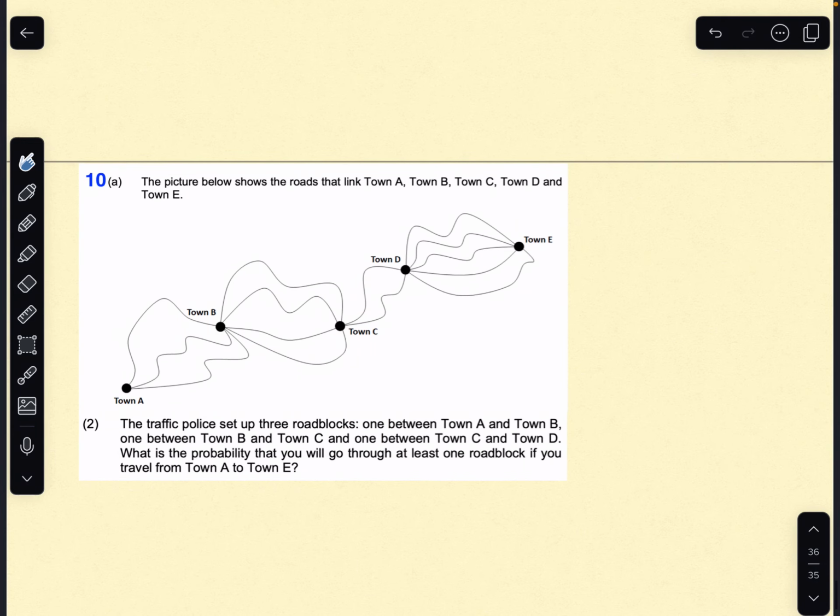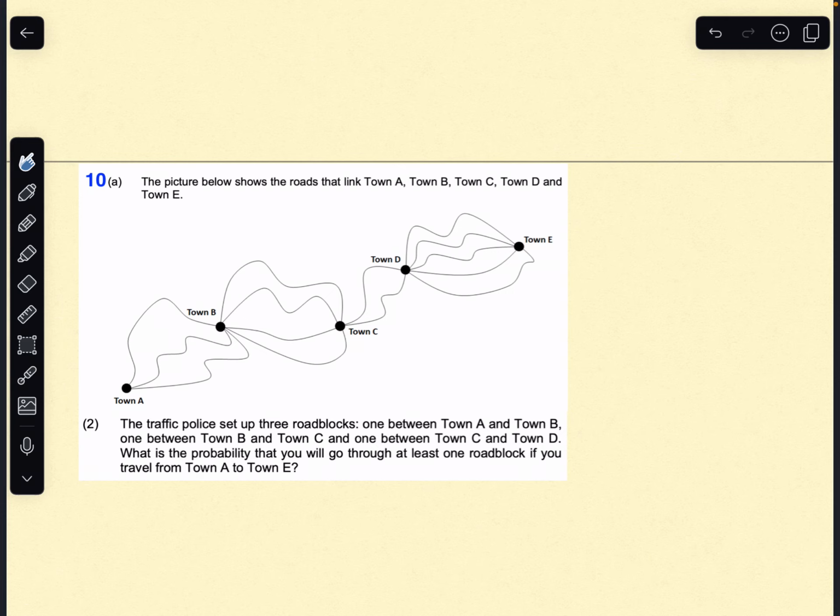Right, next question. We're still dealing with the context from the previous question. We're now looking at number 2. The traffic police set up 3 roadblocks, 1 between town A and town B, 1 between town B and town C, and 1 between town C and town D. What is the probability that you'll go through at least 1 roadblock if you travel from A to E?